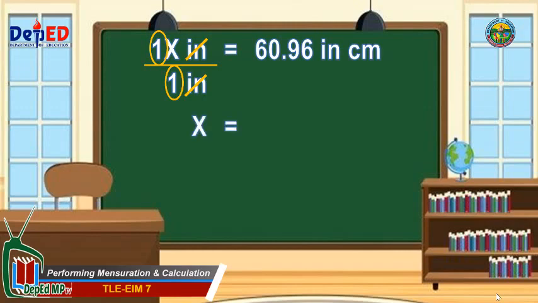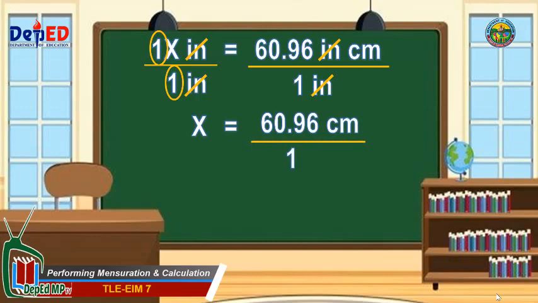Now, as a rule in mathematics, anything we do on one side of the equation should be done on the other side of the equation as well. Thus, we also divide 60.96 inches centimeters by 1 inch. Before dividing though, so that it becomes easier, we cancel the similar values in the denominators and the numerators first. Now what's going to be left is 60.96 centimeters over 1.